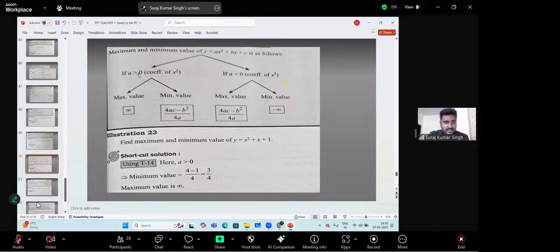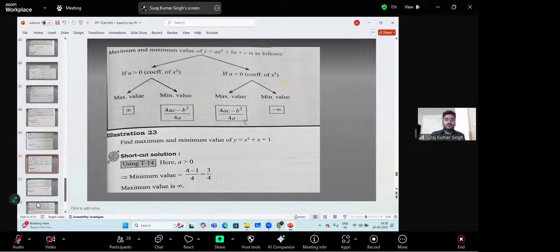If suppose a is coming positive, very short, but I am telling, directly say maximum is infinity. And if suppose a is coming negative, directly say minimum is minus infinity. Again, if suppose a is positive and I want to get the minimum value, we will write 4ac minus b square by 4a. And for the maximum value, we will write 4ac minus b square by 4a.